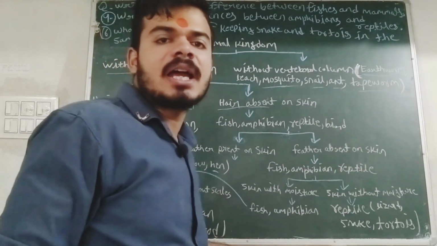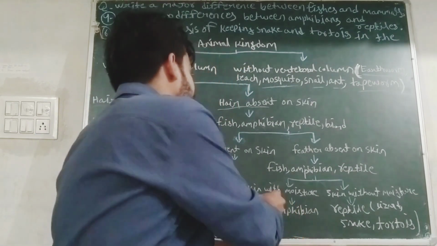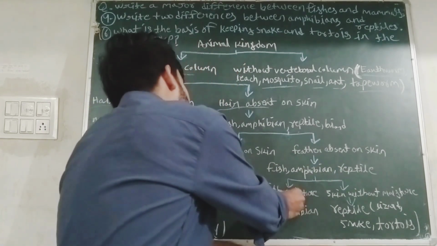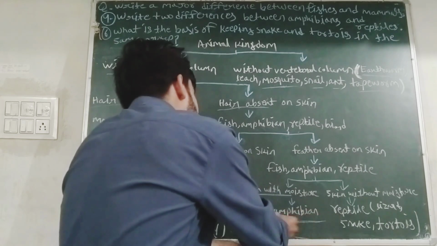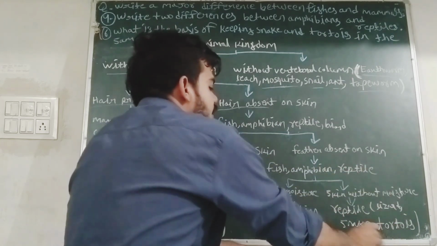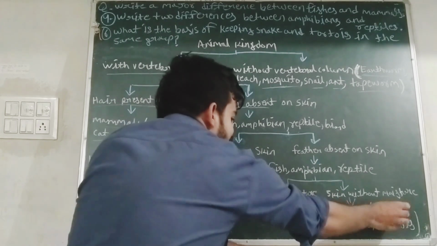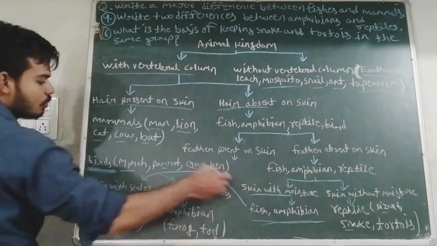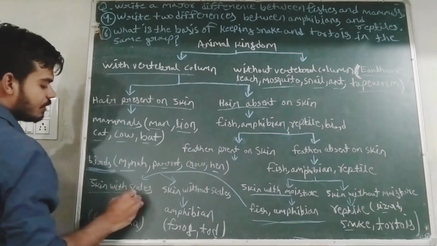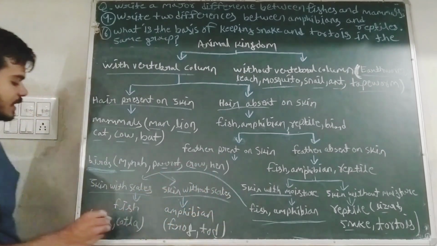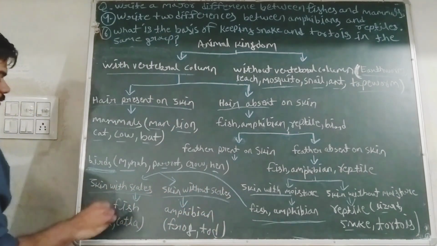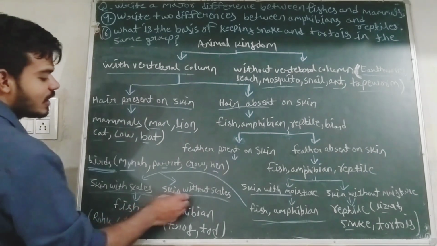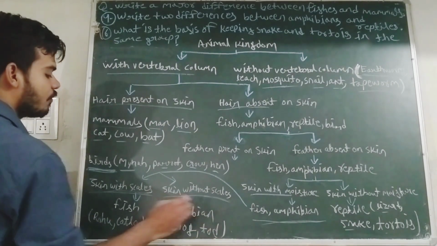Fish, amphibian, and reptile are divided into two parts: skin with moisture and skin without moisture. Skin with moisture, for example, fish and amphibian. And skin without moisture is reptile. Examples of reptile: lizard, snake, tortoise. And fish and amphibian are divided into two parts: skin with scales and skin without scales. Skin with scales is fish, for example rohu, katla, and many types of fish. And skin without scales is amphibian, for example frog and toad.